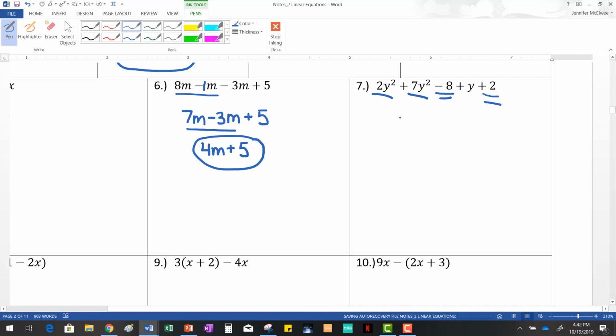When I look at number 7, I see two different kinds of variable terms, ones with y squared and ones with y. Typically, what we do is take the terms with the higher exponents and write them first. So I'm going to combine 2y squared with 7y squared and get 9y squared. That's going to be my first term in my answer. Next, I do have another variable term, y. It does not have any like terms to combine with it, so I'm just going to bring down that plus y with the rest of the problem. Finally, constants go last. So I have a negative 8 plus 2, which would give me a negative 6, so I write minus 6.